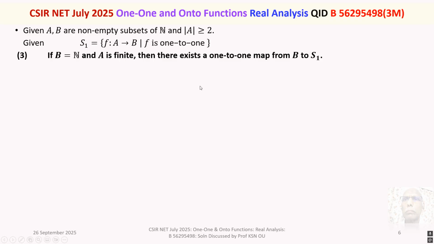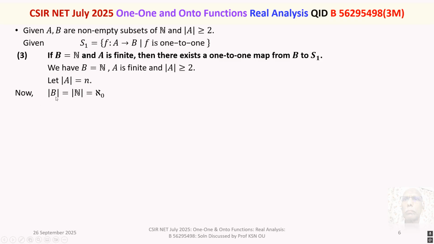Right. Now, we have B is equal to N. We are given B is equal to N, the set of natural numbers, and A is finite, right? And the cardinality of A greater than or equal to 2. Let cardinality of A be equal to n, so naturally n will be greater than or equal to 2, right? Now the cardinality of B is equal to cardinality of N, which is aleph naught, right? Now the cardinality of S1 is equal to the number of one-to-one functions from A to B.